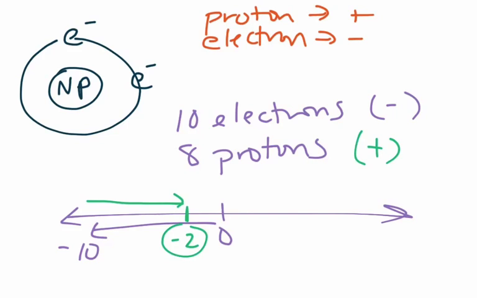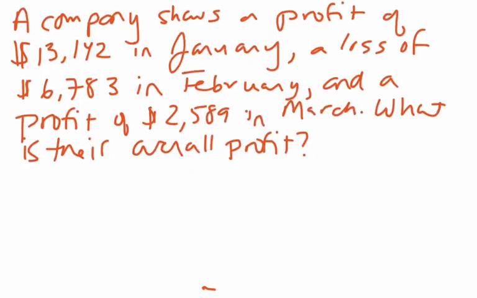So I'm going to put another problem up here for you to take a look at just so we can get some more context. What this one says is a company shows a profit of $13,142 in January, a loss of $6,783 in February, and a profit of $2,589 in March. What is their overall profit? And so you've got positive numbers.